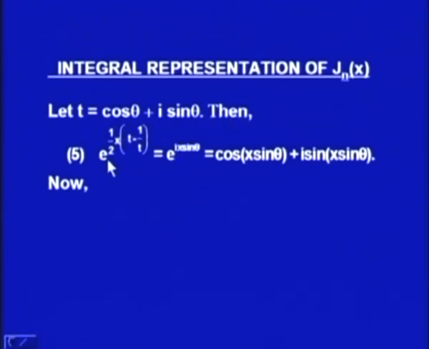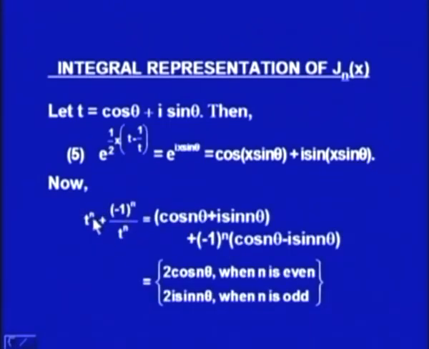Then the generating function for the Bessel functions, e to the power half x (t minus 1 by t), will be equal to e to the power i x sin theta, because t is cos theta plus i sin theta. So, 1 by t will be cos theta minus i sin theta. So, t minus 1 by t will be 2 i sin theta, and therefore, e to the power half x into 2 i sin theta will give us e to the power i x sin theta, and by Euler's formula we know that e to the power i x sin theta is cos (x sin theta) plus i sin (x sin theta).